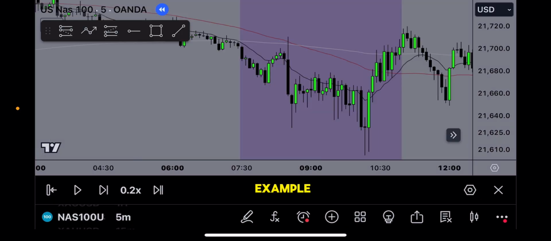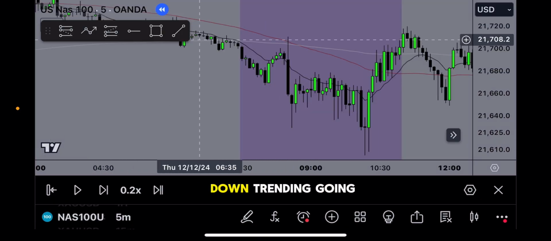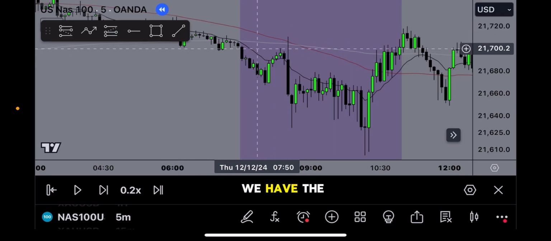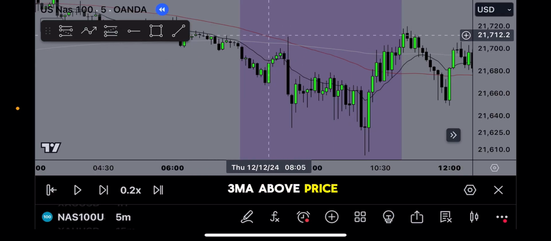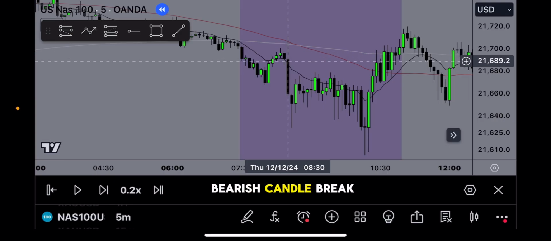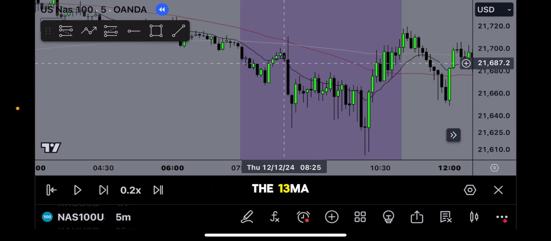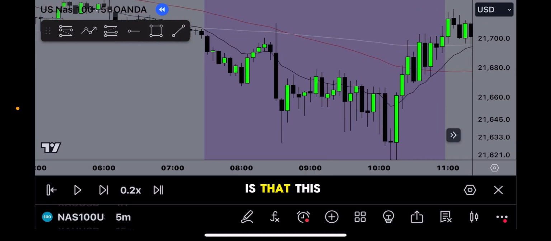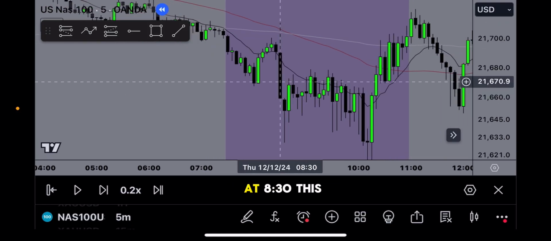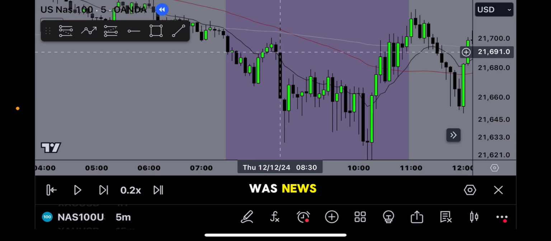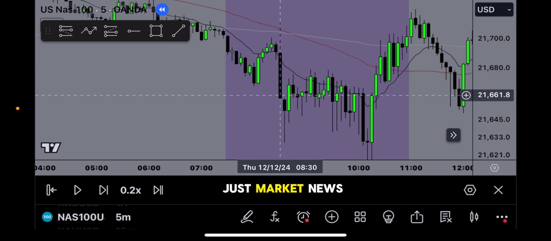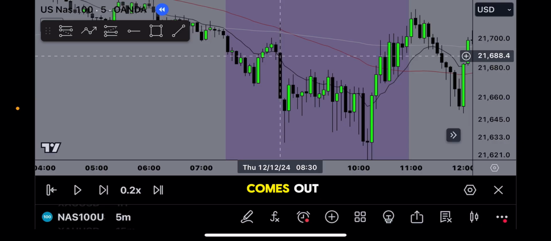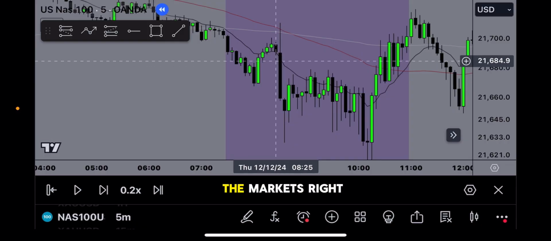Here in this sample, we have price downtrending, going down. We have the 3 MAs above price, and we have a big bearish candle break the 13 MA candle. One thing you might have not known is that this candle was news at 8:30. This was Forex news, or just market news, right? And when news comes out, if you didn't know, in stage 1, I go over it. When news comes out, it has the power to affect the markets, right?